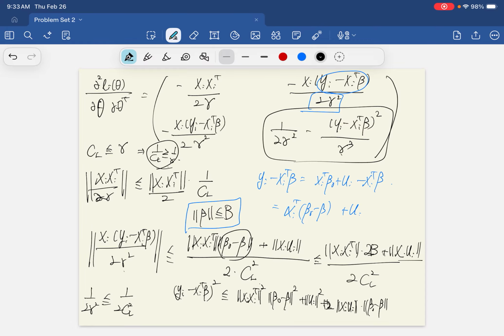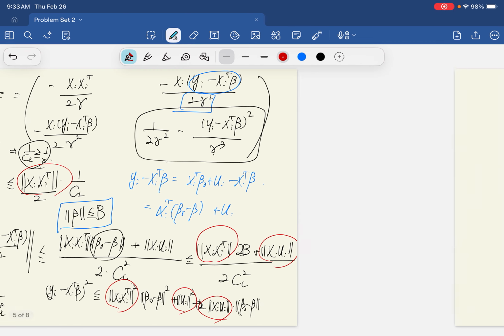So then in the end, what we need here is only the expectation of this, and this same thing, and this are bounded, right? So then we get this.